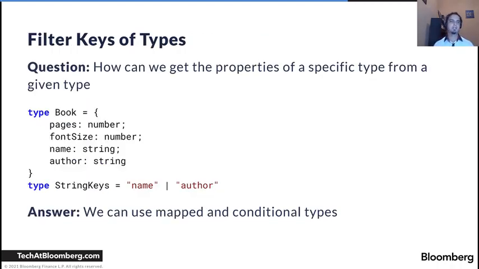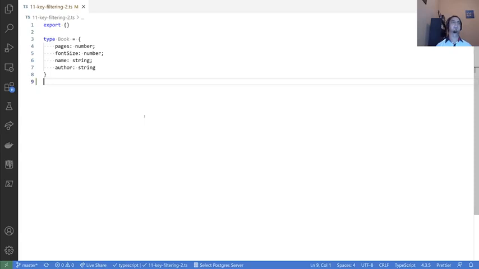So now that we have a grasp of the basics of conditional types, let's see if we can do something more complicated with them. Let's see, how can we get the properties of a specific type from another given type? So for example, if we have the book type, we want to only get keys that have type string. So for example, in this case, name and author. So let's see how we could code this.